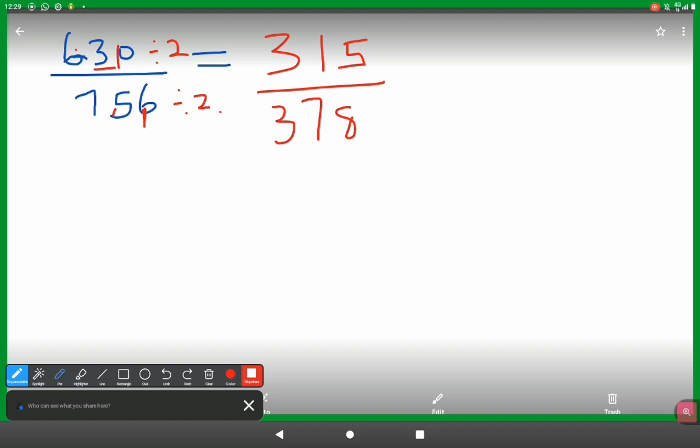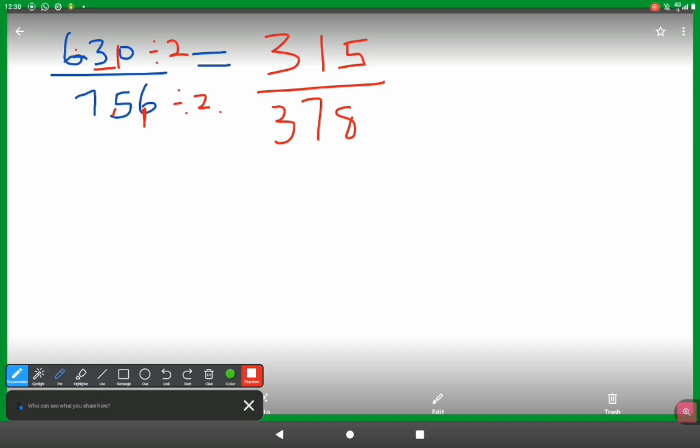Now, let's check on what to use to divide again. 5 right here is a prime number and is an odd number. So it's not an even number. But 8 is an even number. Because 5 is not an even number, I cannot use 2 to divide any longer. They must be even numbers. Both the numerator and the denominator must be even numbers before I use 2 to divide.